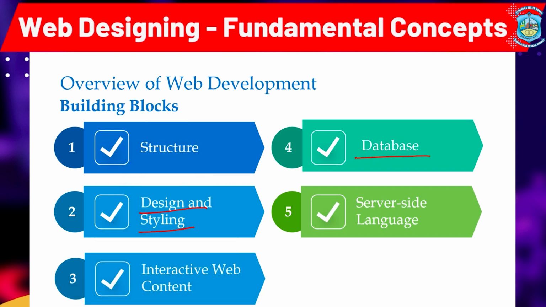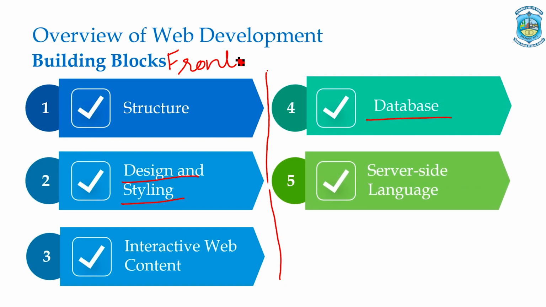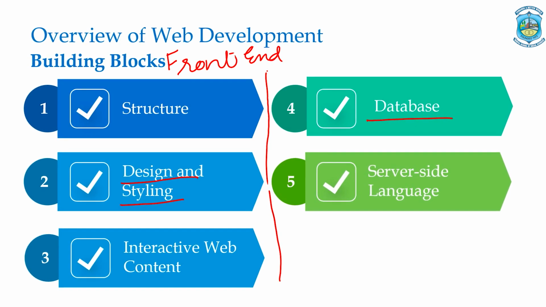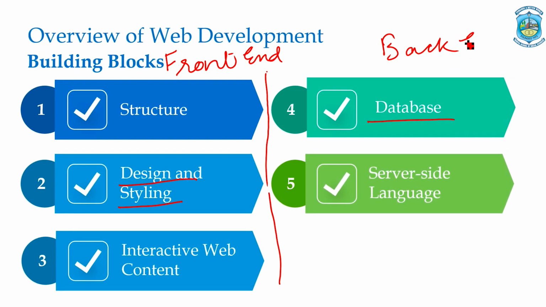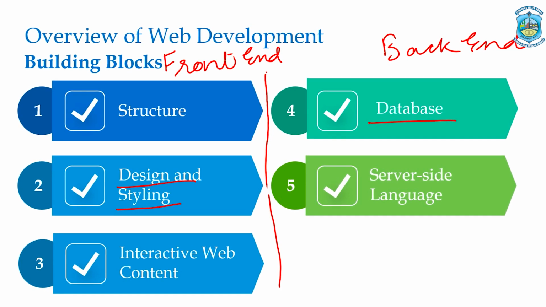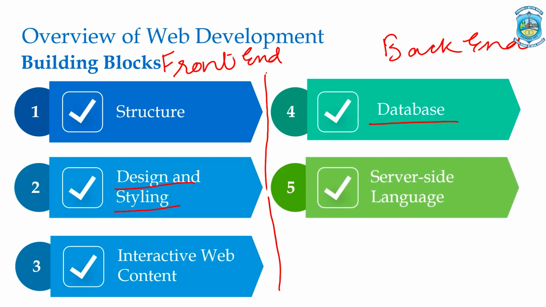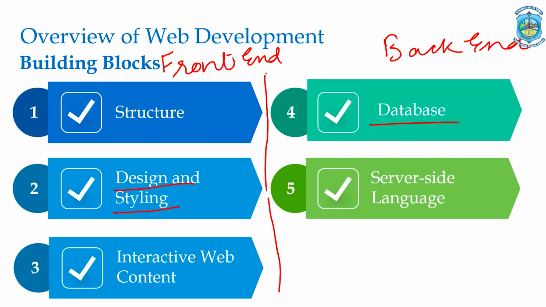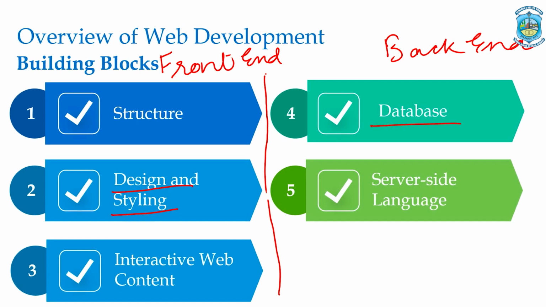These building blocks can be divided into 2 parts. The first part includes the first 3 blocks. They are called front-end development, and the second part is called back-end development. So the front-end development includes structure, designing and making the page interactive, and the back-end part is database and server-side language. Back-end provides the power to the front-end, and front-end takes care of the visual aspect of your website.